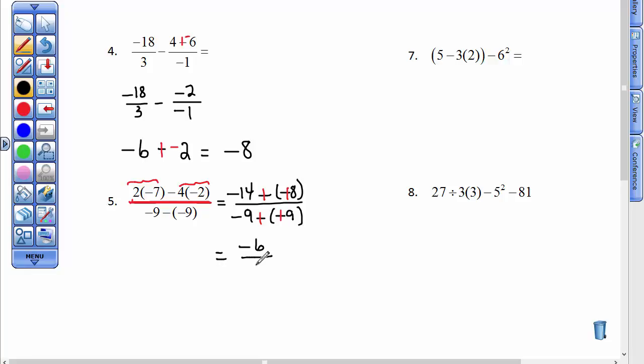The bad news, though, is downstairs I have a 0. And you have to remember that whenever you try to divide by 0, you have to tell me that that statement is undefined. I cannot do that.